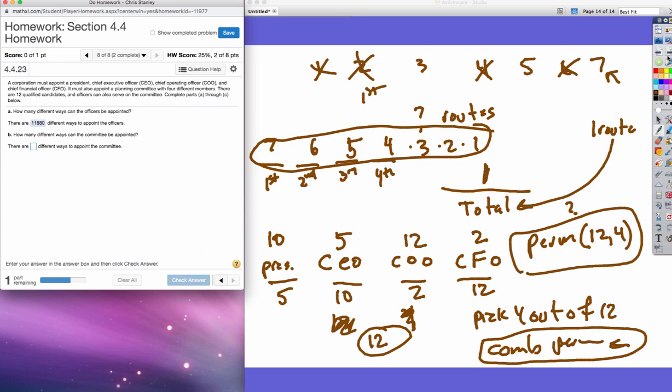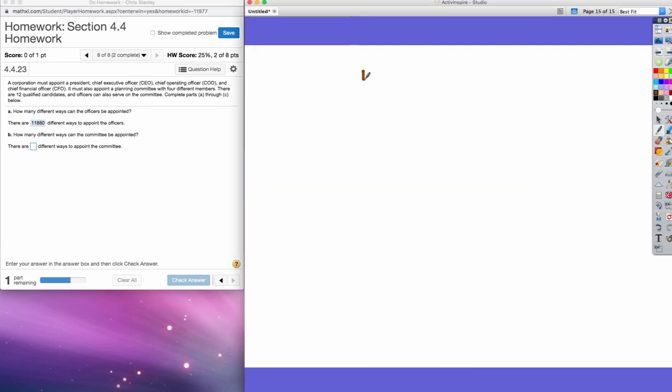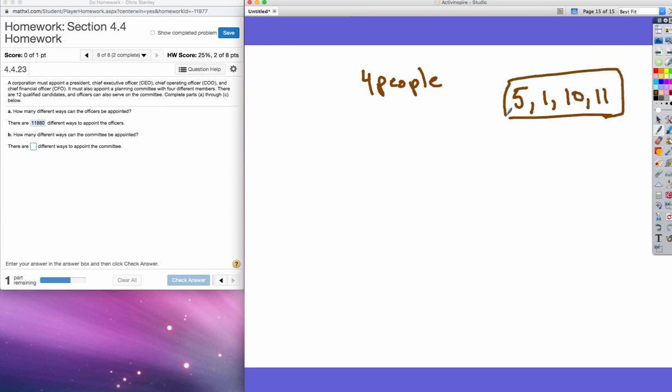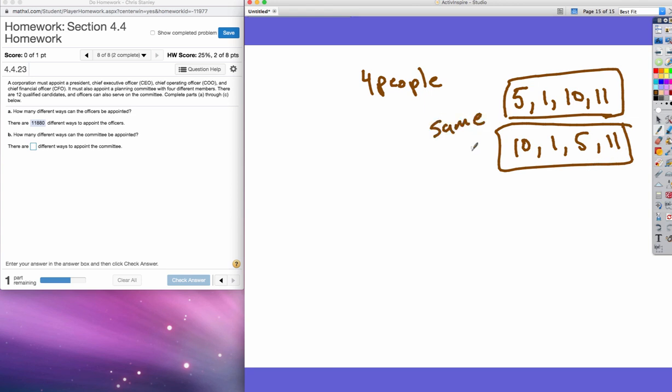Okay, a committee of 4 people. It'd be something like 5 is in the committee, 1 is in the committee, 10 is in the committee, 11 is in the committee. So that's one way to have a committee. Well, what if it was 10, 1, 5, and 11? Is that a different committee or the same committee? That's the same committee, so it's not a different committee. That's what makes this a comb.